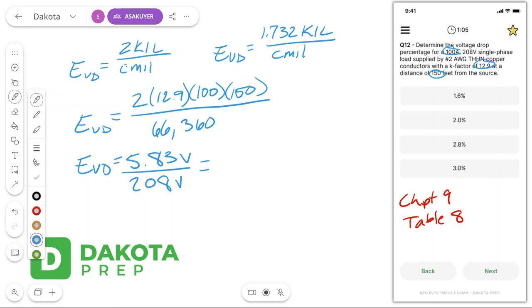We plug that into our calculator just as it's written. 5.83 divided by 208 equals 0.028, times 100%, which means we move the decimal twice. That gives us a voltage drop percentage of 2.8%, which is less than 3%. The 3% is not required. It is in the informational notes found in 210.19 and 215.2. It is recommended.